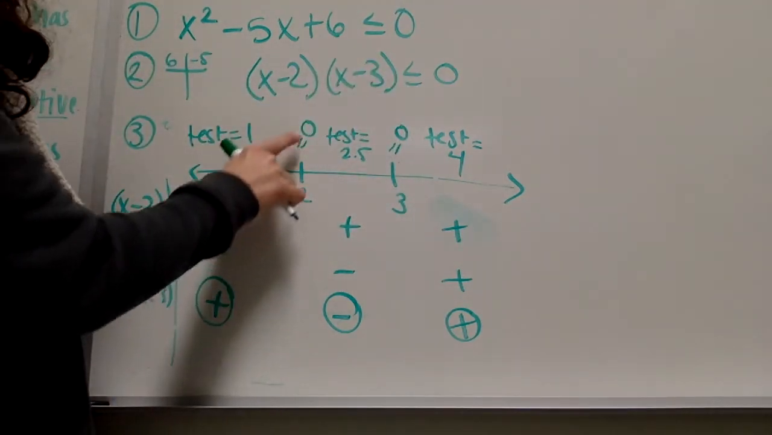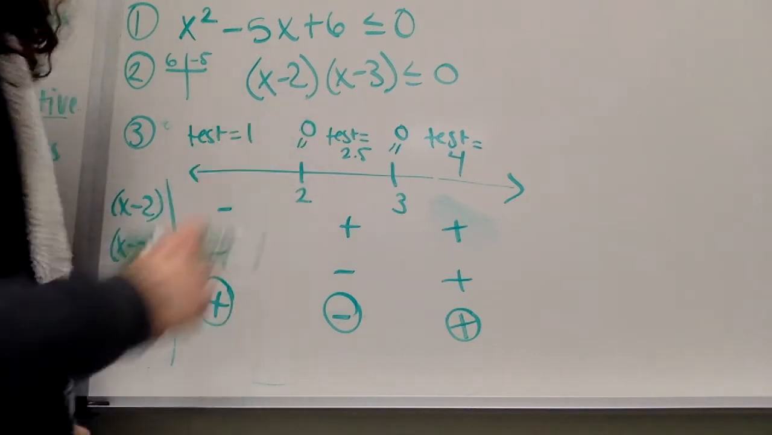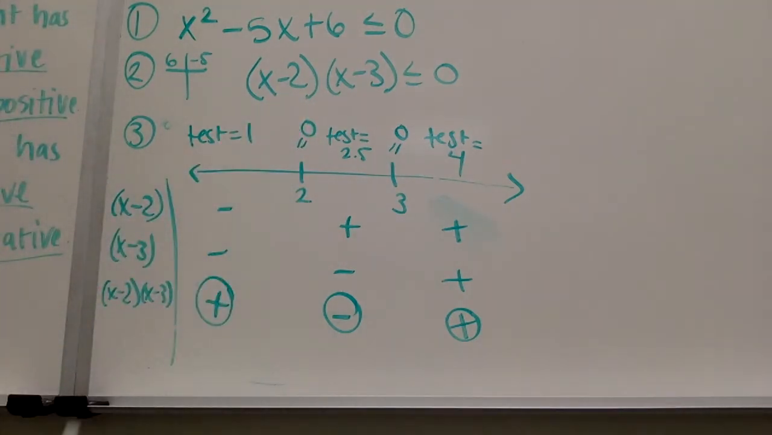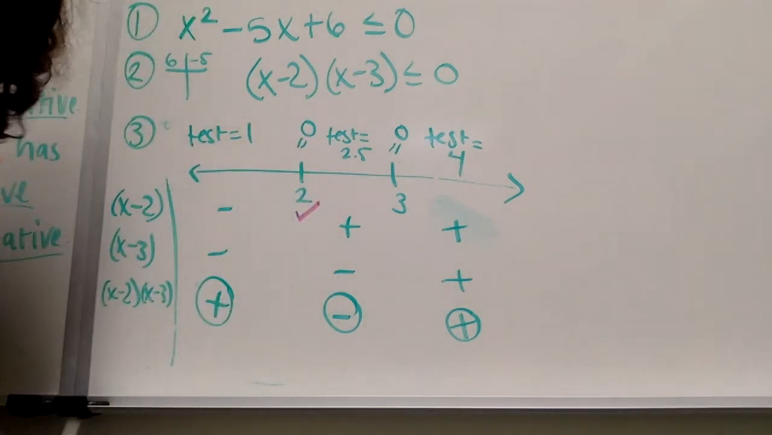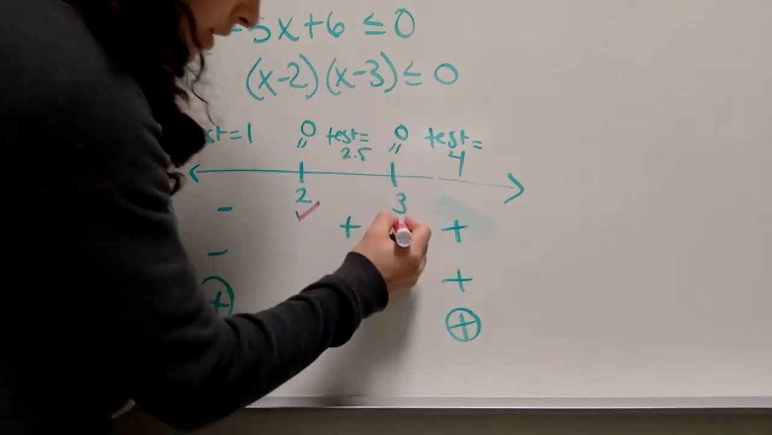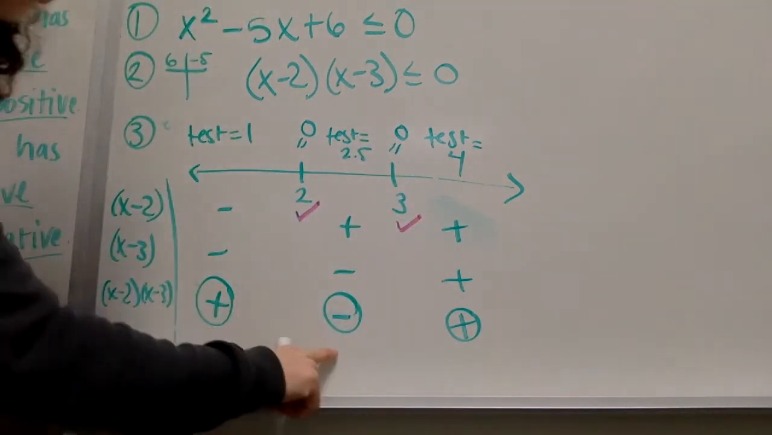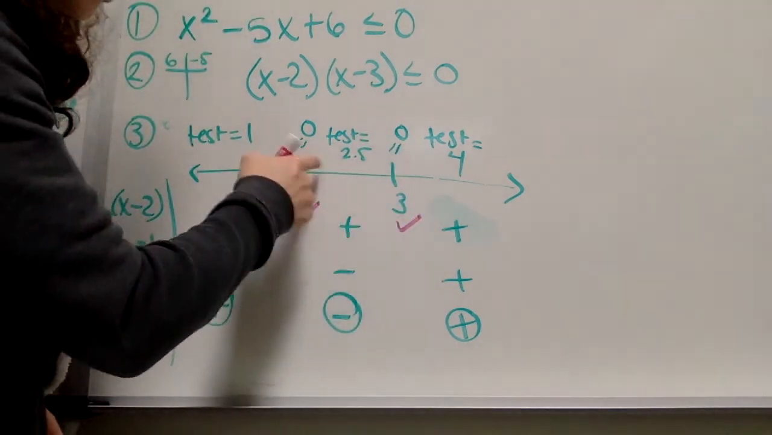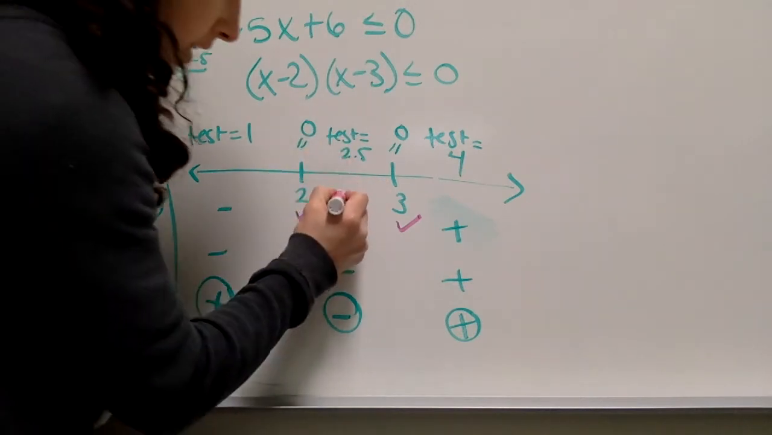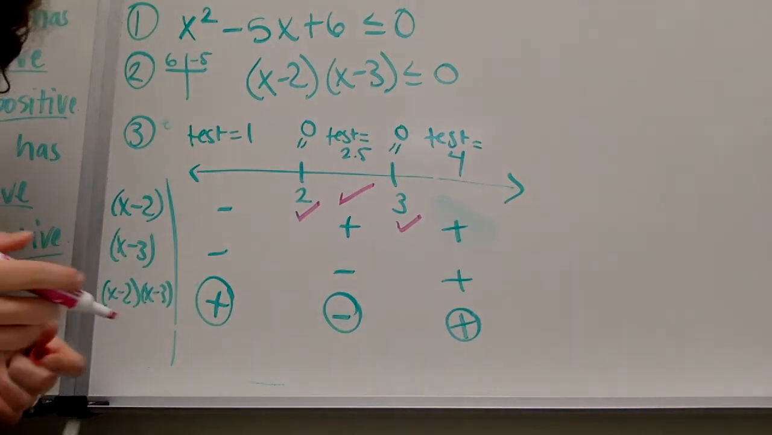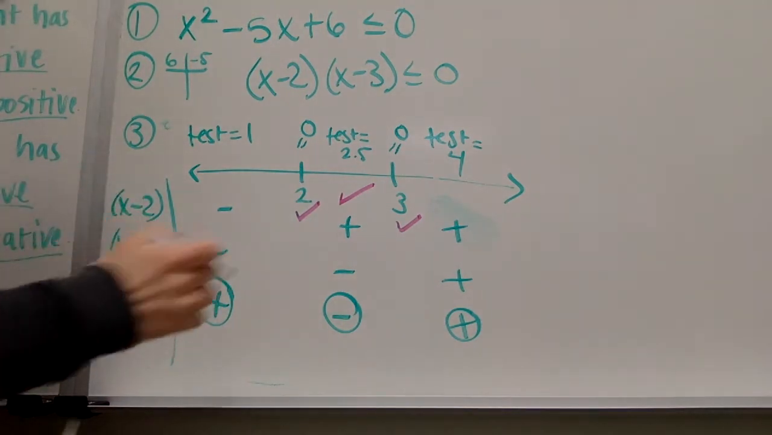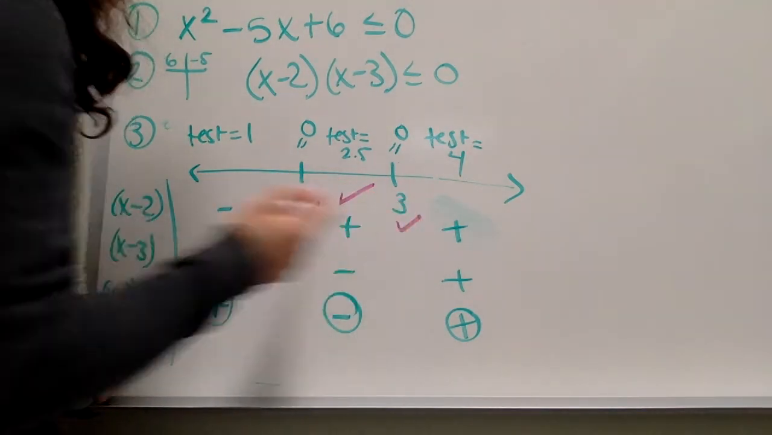Well, 2 is equal, so that one, let me use a different color. So 2 is equal to 0, so this should work. 2 is going to work, okay? And then 3 is equal to 0, and that's going to work. And this whole section in here, between 2 and 3, because we did a test point, is going to work because it's less than 0. Its final answer is always going to be less than 0. So the only places that work are 2, in between them, and 3.